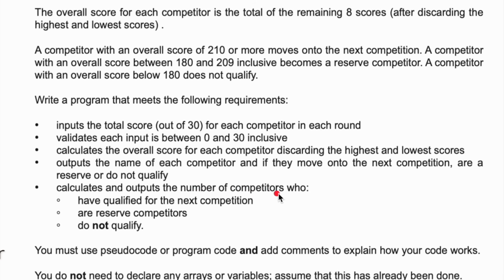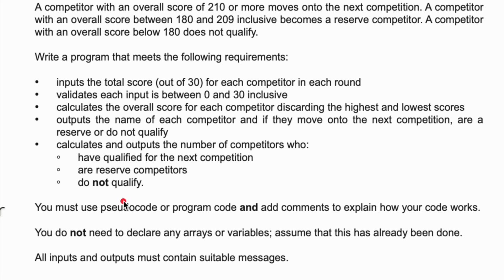Calculates and outputs the number of competitors who qualified for the next competition, are reserve competitors, or do not qualify. You must use pseudocode or program code and add comments to explain how your code works. You do not need to declare any arrays or variables. Assume that this has already been done. All inputs and outputs must contain suitable messages. I don't think I've done that, but okay, I didn't read that bit.